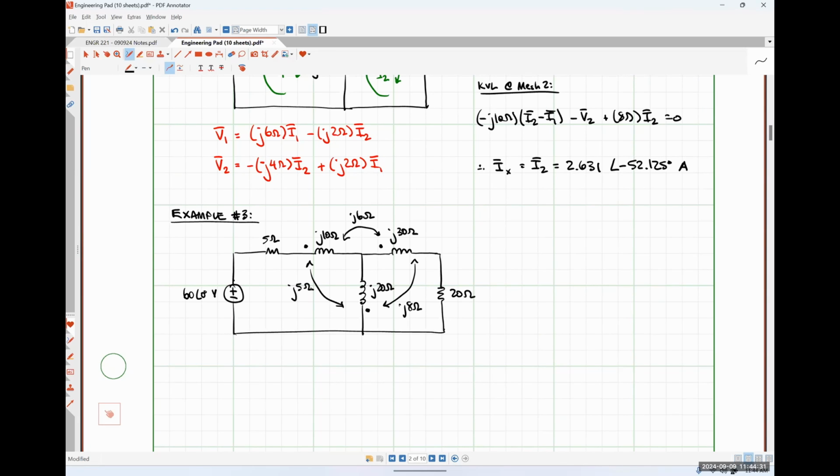So Slade, tell me what the polarity should be for the J10 ohm coil. Okay, so positive polarity on the left. So let's call that one V1 like so. Walker, tell me what's going on with the J20 coil. Positive on top or bottom? All right, so positive on bottom.